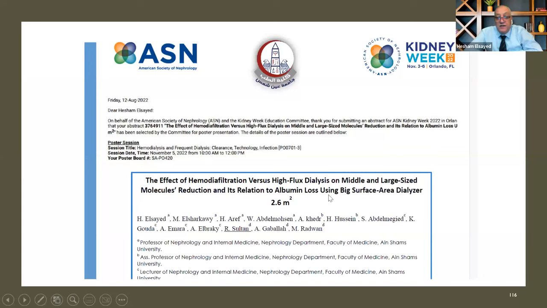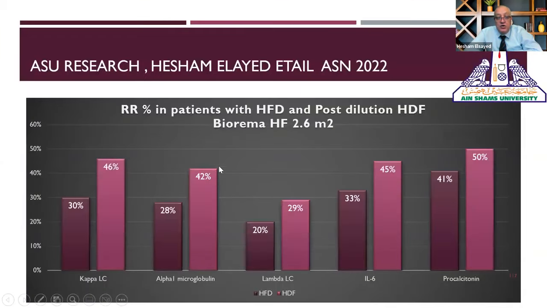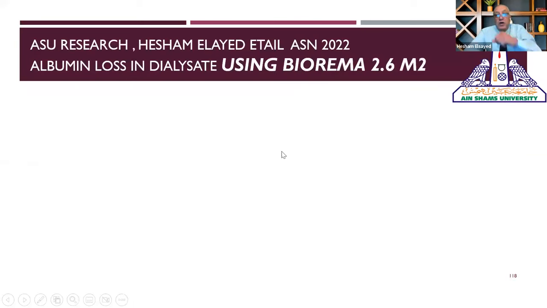Using superflux, other studies at Ain Shams University, published last year at ASN Kidney Week, showed a lot of reduction ratio for free kappa and alpha-1 microglobulin. We can achieve 40% reduction, lambda 29, interleukin 6, and procalcitonin. All can be achieved. The difference here is between high flux and hemodiafiltration. So this is just a biomarker, not a long-term study.